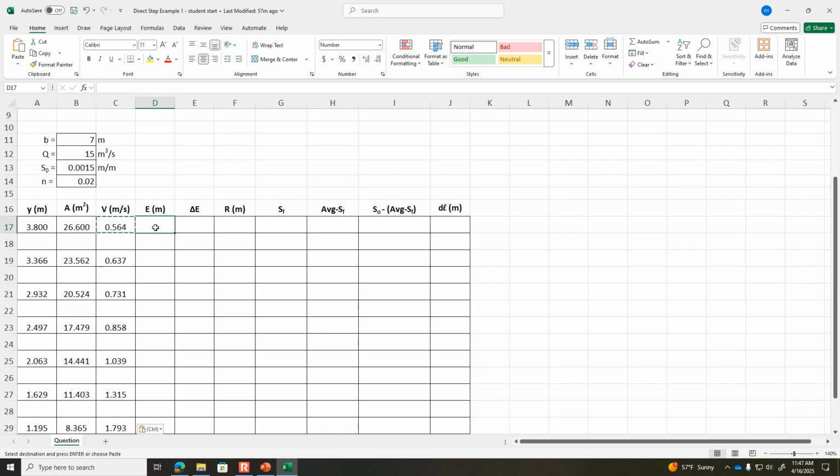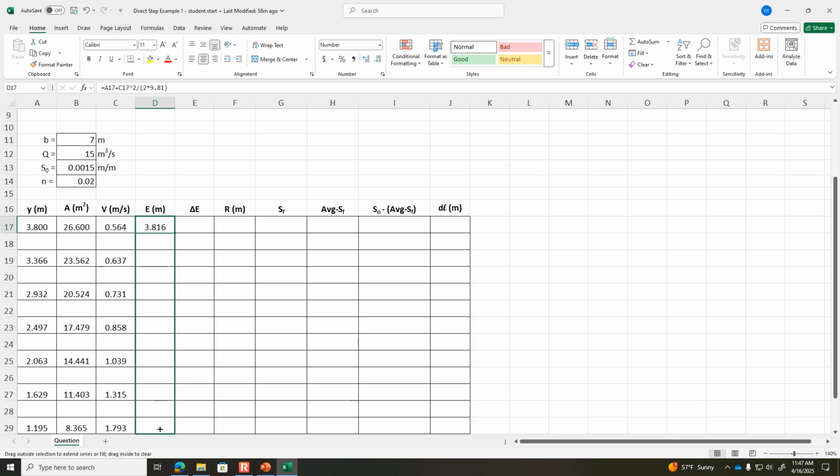Okay, E, the specific energy, is depth plus velocity head. So E is the depth plus V squared divided by 2g. So let me do V squared divided by 2 times 9.81. Okay. So now we've got the velocity head added to the depth, and that gives us the specific energy at each of the locations. So you can either drag it down.